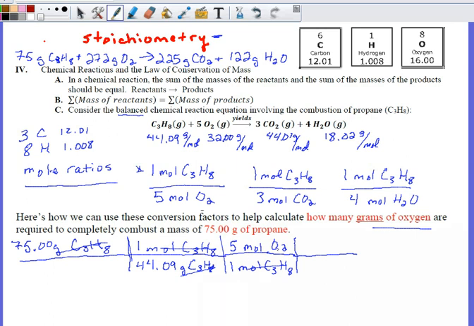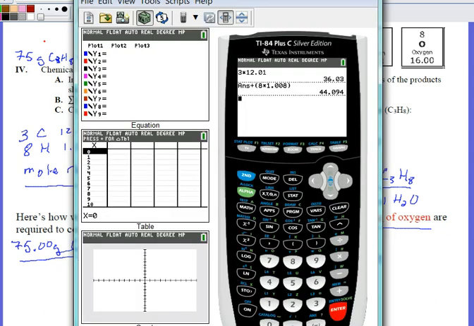So now we're in moles of oxygen, and the problem says how many grams of oxygen are required. Since we've got moles, we can use molar mass to go from moles back to grams. So 1 mole of oxygen is 32.00 grams of oxygen. And now we're in grams, and we can approximate our answer to 4 significant figures. And then if you want to calculate that on your calculator, that's just fine.